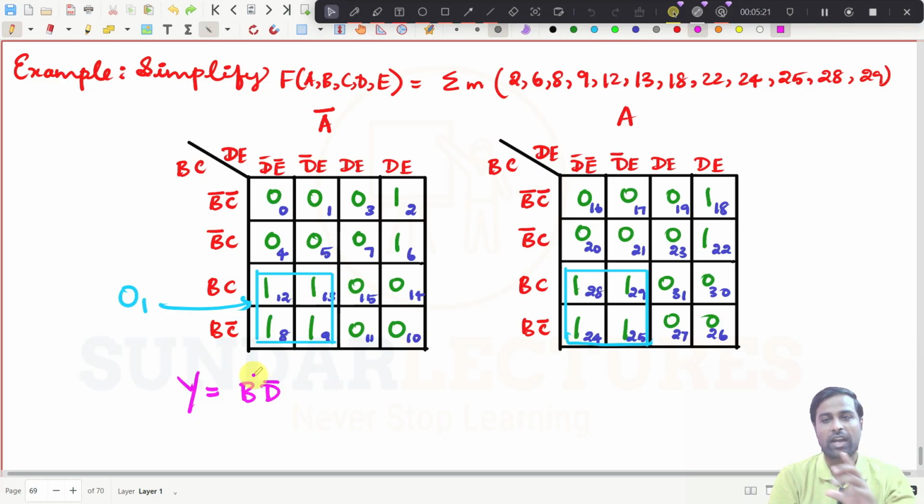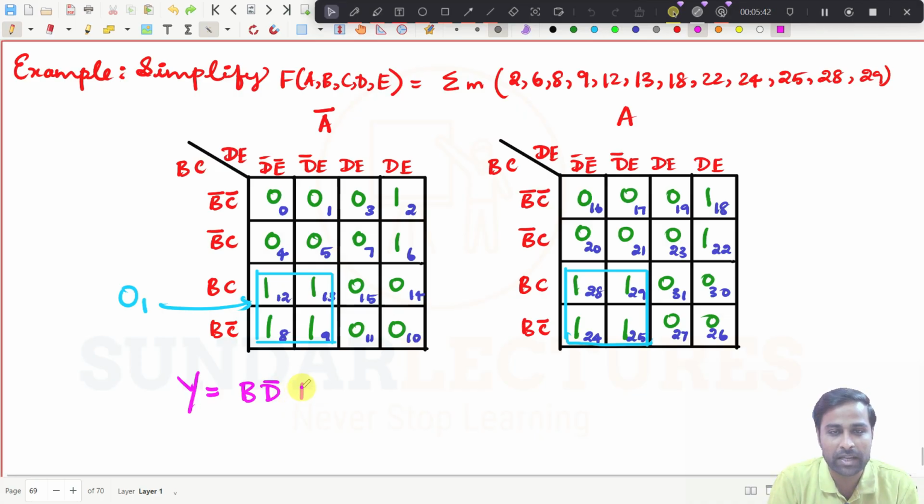Why? What I have already told you: a pair reduces one variable, a quad reduces two variables, and an octet reduces three variables. And how many variables are here now? Five variables came up. And what is the output you have got in an octet? A 2. So three variables have been eliminated, and this answer is correct now. Try to understand.